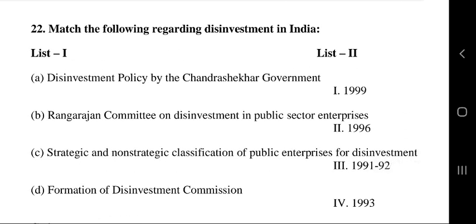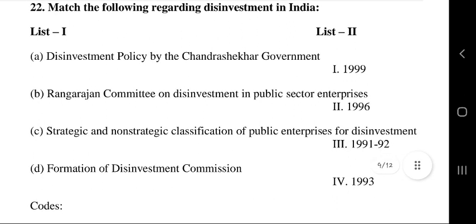Then question number 22. Match the following regarding disinvestment in India. List 1: A. Disinvestment policy by the Chandrasekhar government, B. Rangarajan Committee on Disinvestment in Public Sector Enterprises, C. Strategic and non-strategic classification of public enterprises for disinvestment, and D. Formation of Disinvestment Commission.